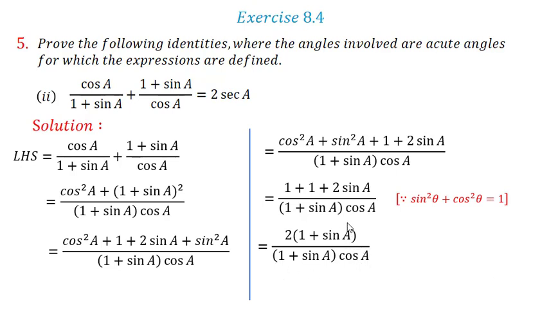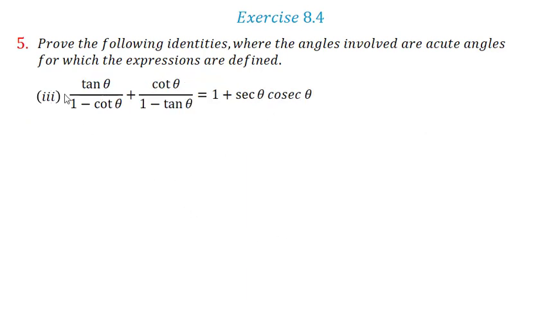This 1 plus sin a, 1 plus sin a will cancel, and I will get the answer as 2 upon cos a, which is 2 sec a, which is your right hand side. Third question: tan theta upon 1 minus cot theta plus cot theta upon 1 minus tan theta equal to 1 plus sec theta into cosec theta. You can try yourself first and then see the solution.